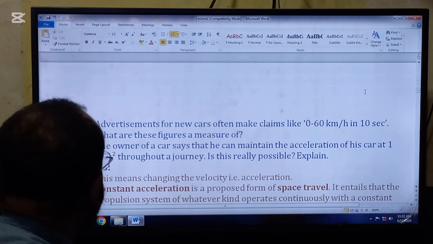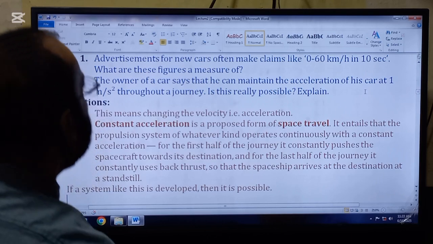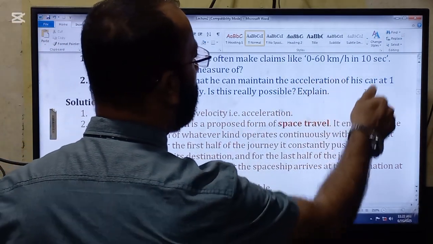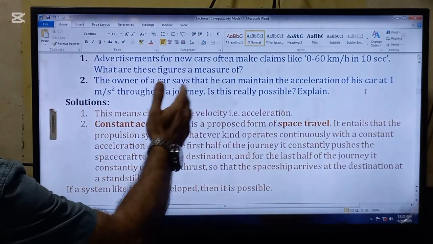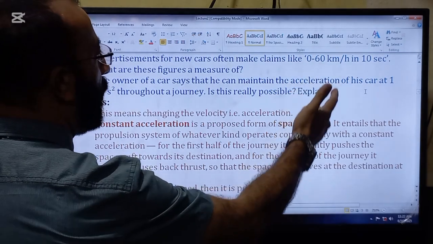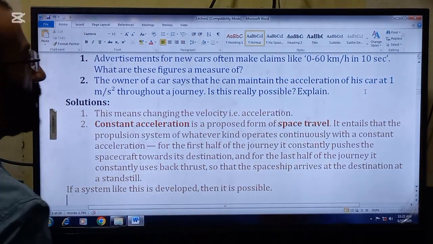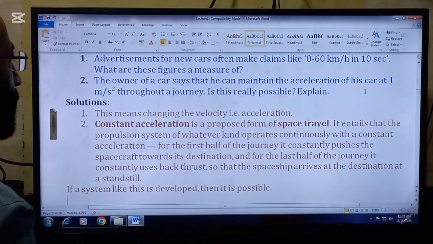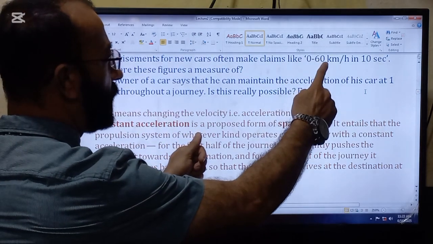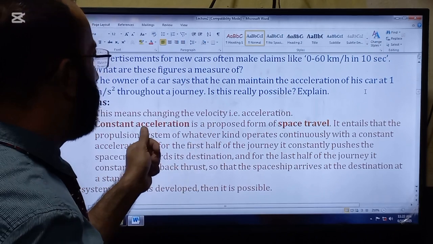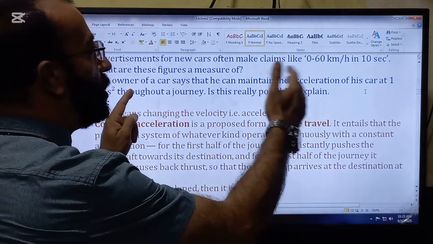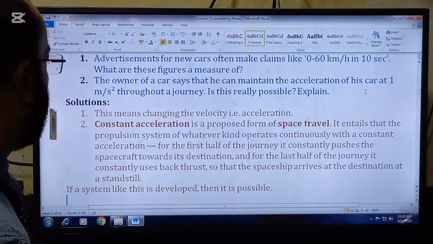And another question is here: advertisements for new cars often make claims like 0 to 60 km per hour in 10 seconds. What are these figures a measure of? If you have ever seen this kind of advertisement for any kind of vehicle, it is actually showing the changing of the speed or velocity. So 0 to 60 km in 1 hour. Changing of the velocity is actually acceleration. So these kinds of figures show the acceleration of the vehicle.